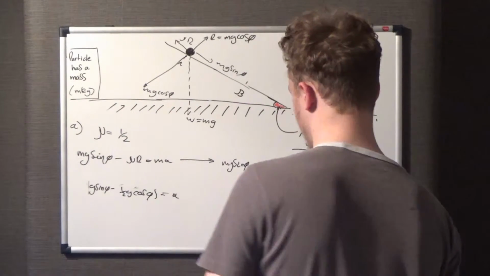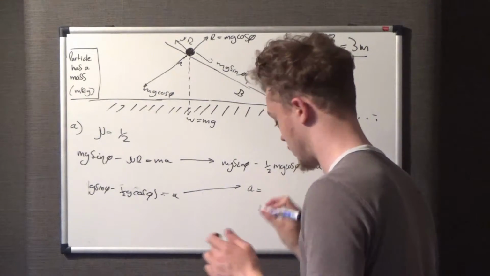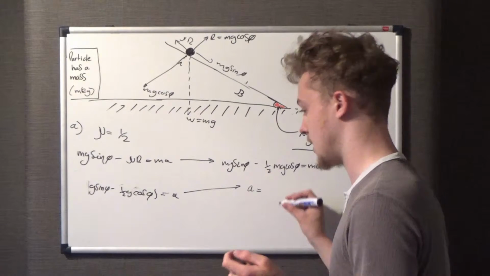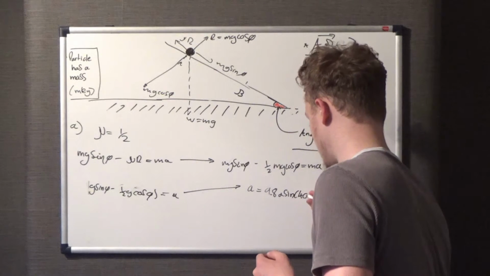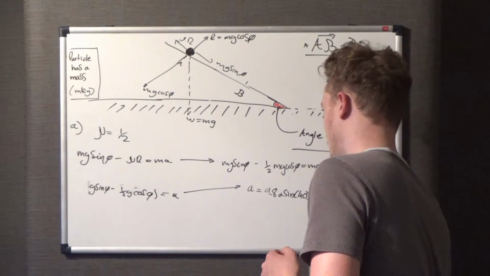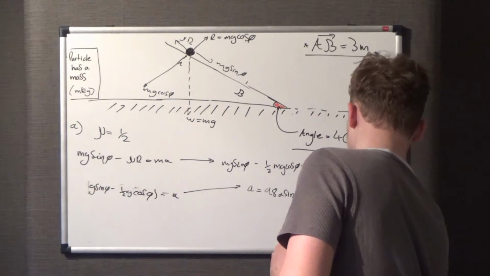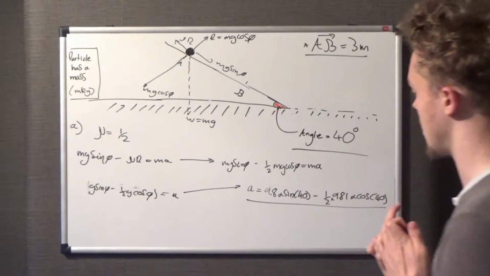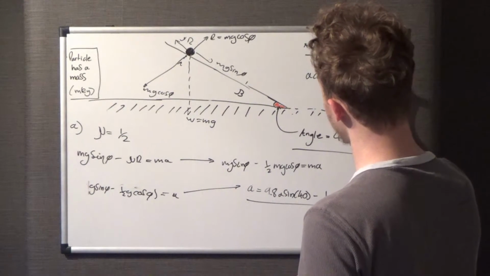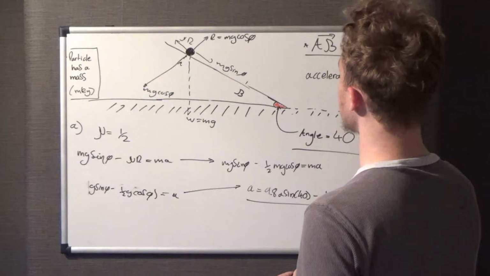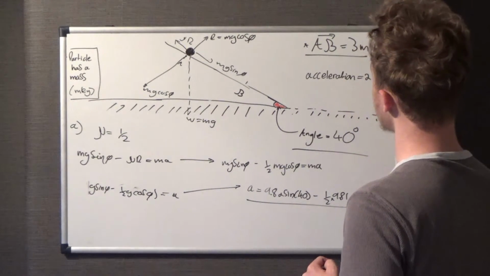Now we know the angle and you know what g is. So it's just a case of subbing in your values. So g sine theta is 9.8 times the sine of the angle, which we know is 40 degrees. So it's 9.8 times sine 40, take 1/2 of 9.8 times cos 40. That will give you your acceleration, and you should get the acceleration equal to 2.5 meters per second squared, obviously.